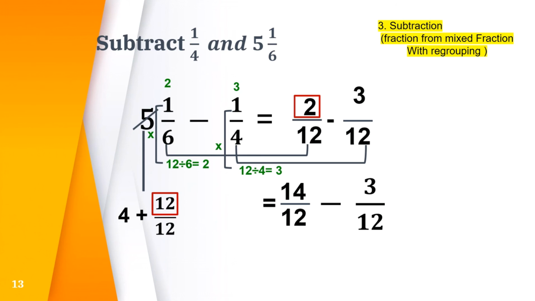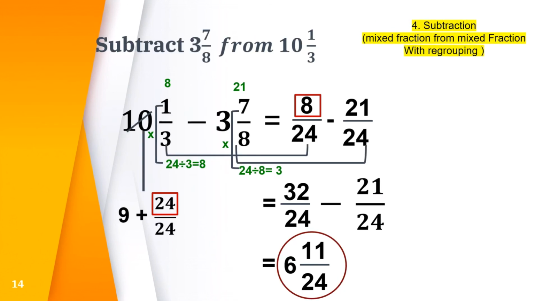So, pwede na tayo ngayon mag-subtract. 14 minus 3 equals 11. And then, copy the common denominator natin na 12. And then, yung whole number natin ay 4 na lang siya. So, the answer now is 4 and 11/12. Since consecutive number na sila, so ibig sabihin, yan ay lowest na. So, 5 and 1/6 minus 1/4 equals 4 and 11/12.